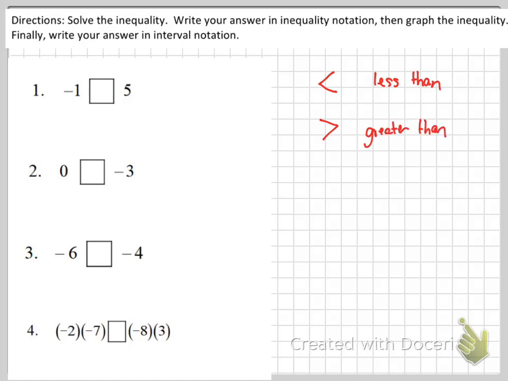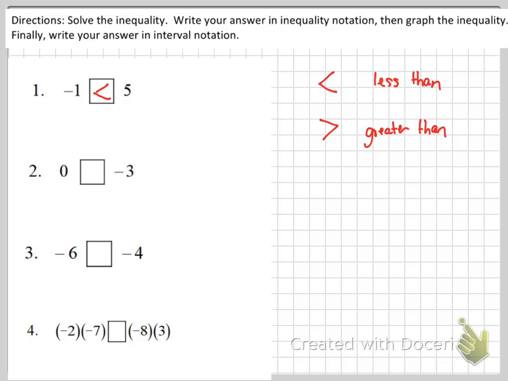And I would suggest pausing this video as you go. Try to answer before I do, and then unpause the video and check your work and see if you were right. So -1 and +5. Is -1 less than or greater than +5? If you said that -1 is less than +5, then you were correct.